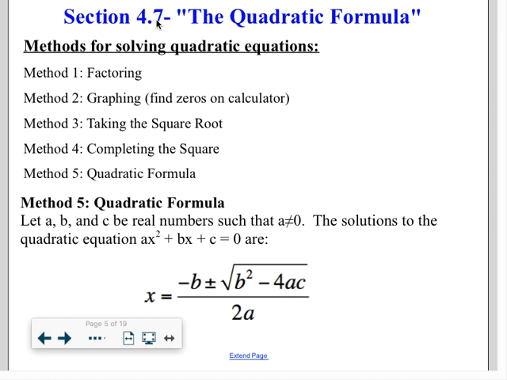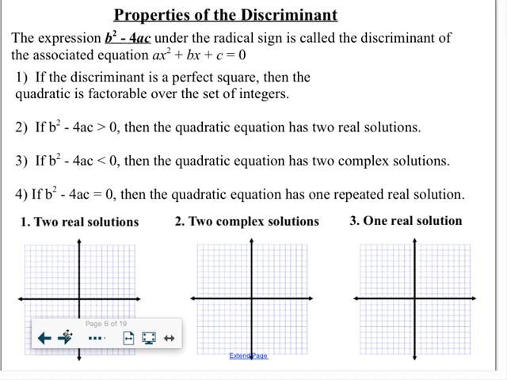The big idea here is you have to have it in standard form, ax squared plus bx plus c equals 0. Then you identify a, b, and c. Before we start hammering into that, we're going to pause a moment and look at something called the discriminant. This should not be a new thing for you. You learned this in Algebra 1.